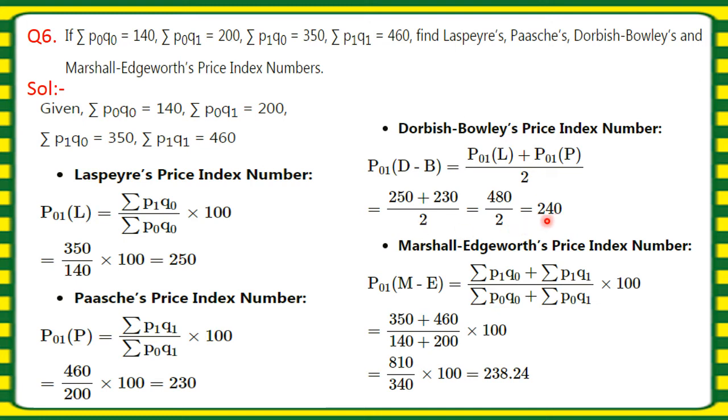And Marshall-Edgeworth price index number is P01 of ME is equal to sigma P1 Q0 plus sigma P1 Q1 divided by sigma P0 Q0 plus sigma P0 Q1 into 100. Substitute the values and after simplification, we will get 238.24 as Marshall-Edgeworth price index number.